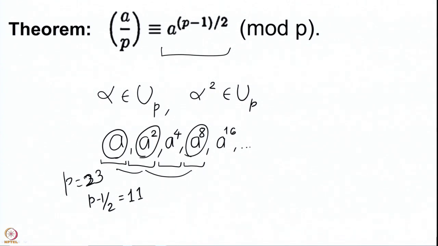So, 1, 2, 3 and then 4, 5. In 4 computations you would have computed a power 11. This is the way we are going to do the computations. Of course, here we will do the computations by hand. We will not be using any computer, but we are going to follow the same method. So, let us see some examples.